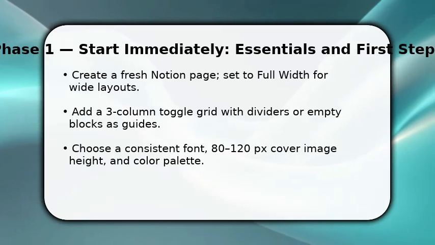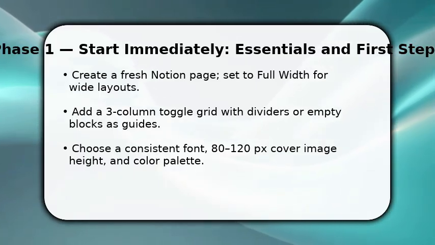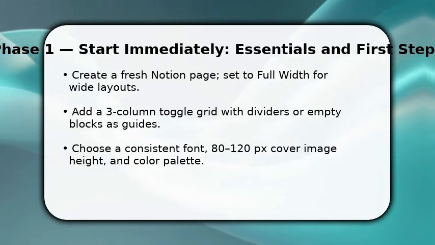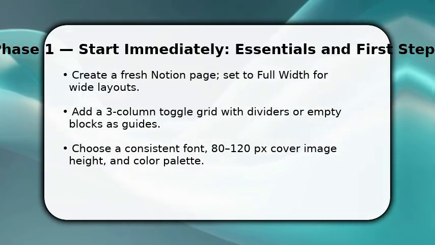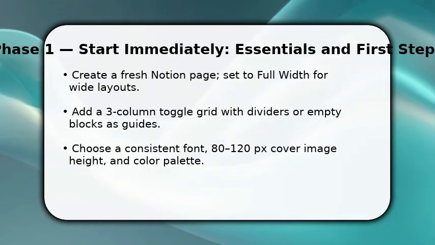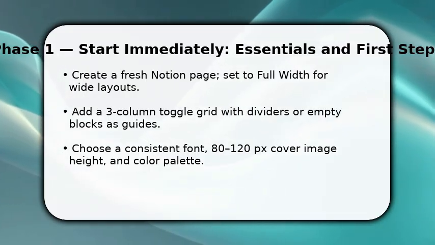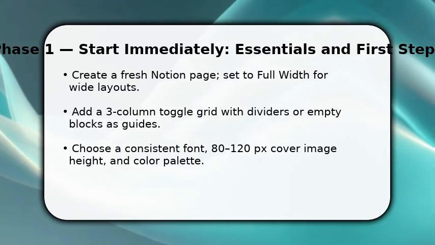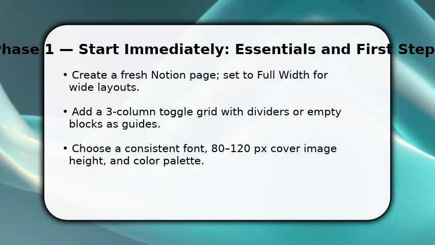Enjoy the video. You begin by opening your Notion workspace and making a dedicated page. Name it clearly for quick access. Once done, enable full width and add 3 column blocks to form a layout grid, using empty blocks as visual guides. Next, pick a font and cohesive color palette. These choices set mood and readability.